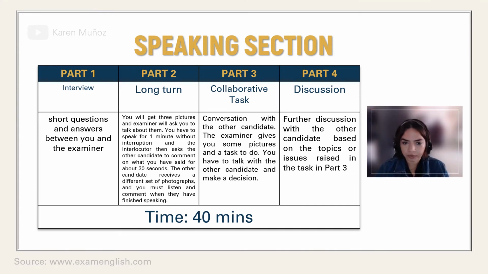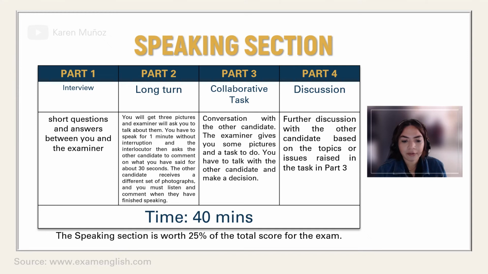Then in part 3, you will have a conversation with the other candidate. The examiner gives you some pictures and a task to do, and you have to talk with the other candidate and make a decision. In the final part, you will have a discussion with the other candidate based on the topic or issue raised in the task in part 3. This section is worth 25% of the total score for the exam.